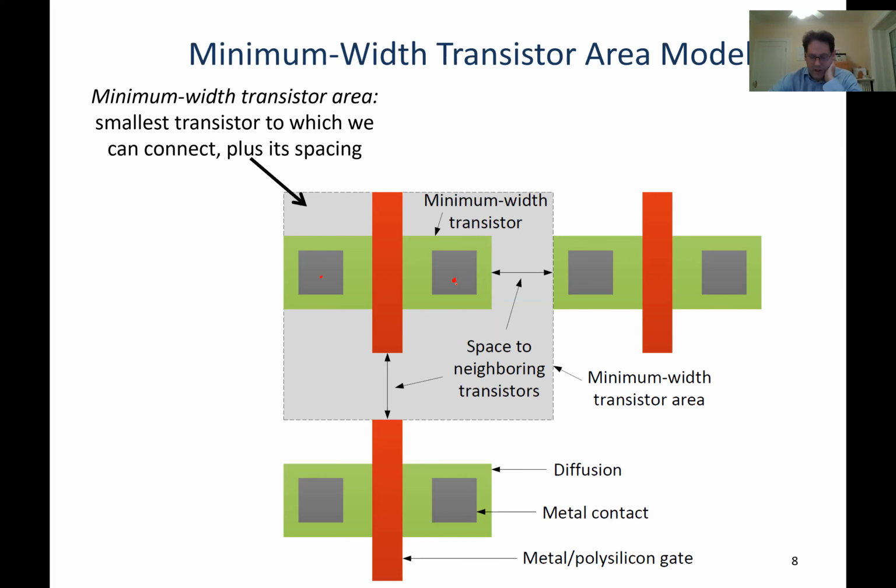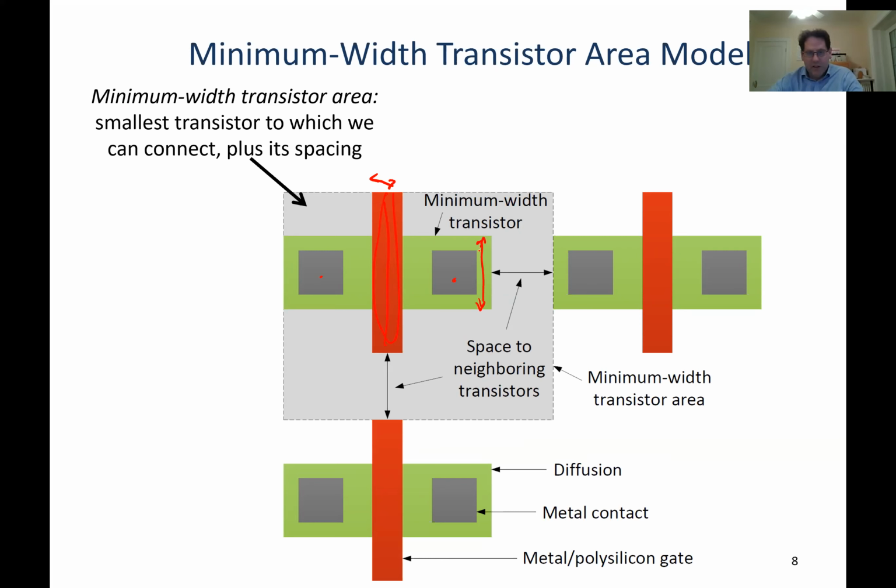The gray are my contacts, and the red is my gate. Every fabrication process has minimum values for how narrow we can make this gate, what's the smallest width we can make for this diffusion, how big the contacts are, and so on. We actually want to be able to connect to our transistors, so we don't want to know just what's the smallest width we can make.